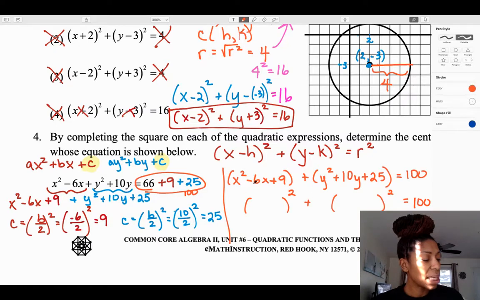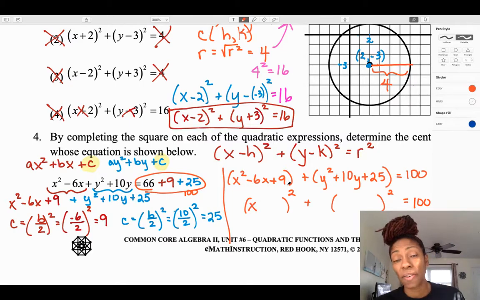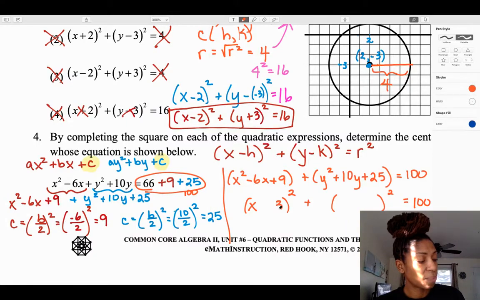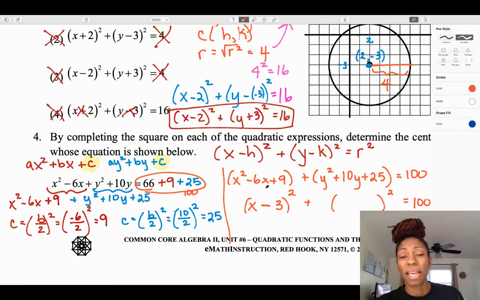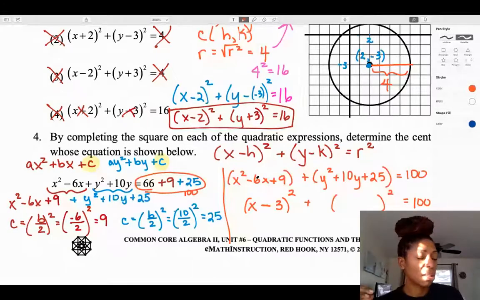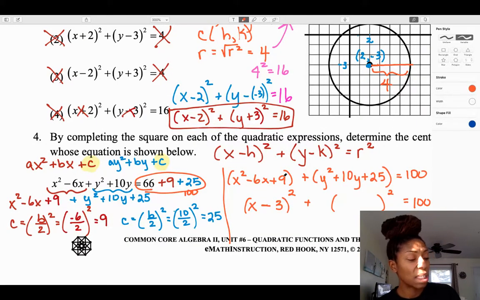So what did I square? What binomial did I square to get x squared minus 6x plus 9? Well, I know it has to start with an x. And if I have a 9 here, the square root of 9 is 3. And the symbol has to be subtraction because of this minus 6. Negative 3 plus negative 3 is negative 6, and negative 3 squared is positive 9.